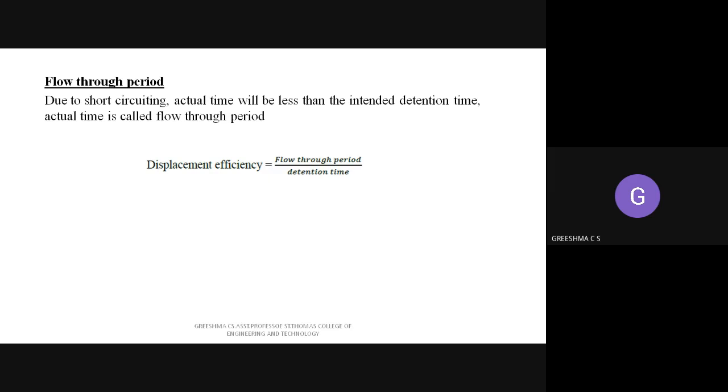Next one is displacement efficiency. That is flow through period divided by detention time. If you divide the flow through period by the detention time, you will get the displacement efficiency, which tells how much of the water has been displaced.